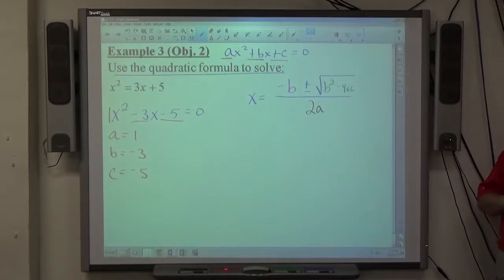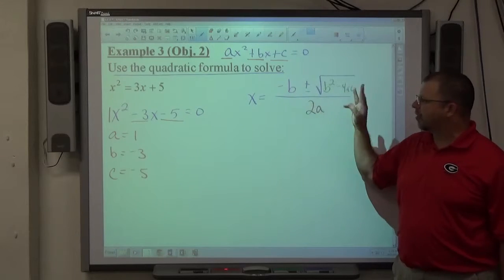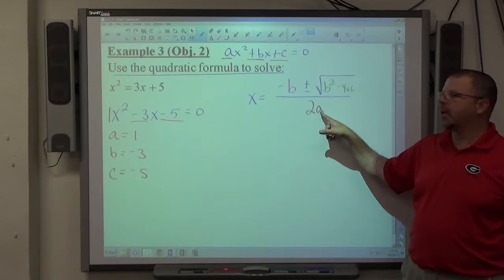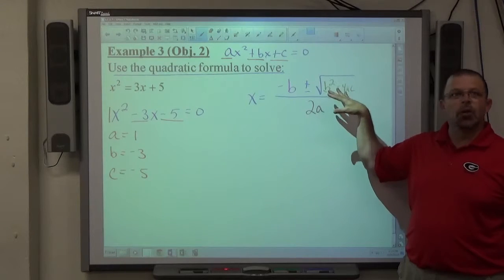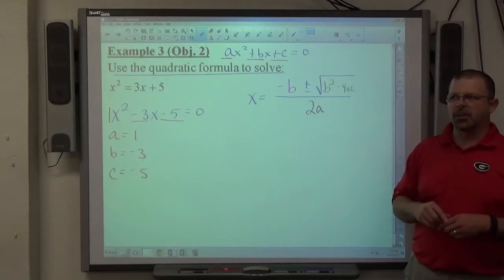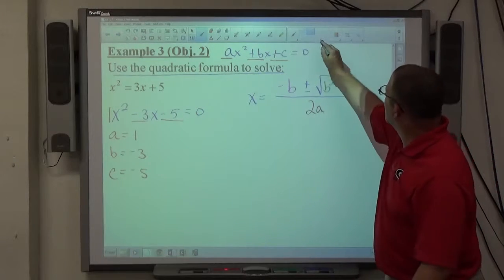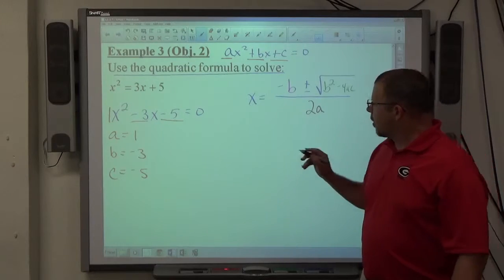Once you've identified what A, B, and C are, notice that the structure here has 3 specific pieces. We have change of sign on B, we have double A, and we have B squared minus 4AC, which is probably the more complicated piece of the formula, but it's still just square a number and multiply and subtract, so it's not high-level stuff going on here. So let's start with minus B.